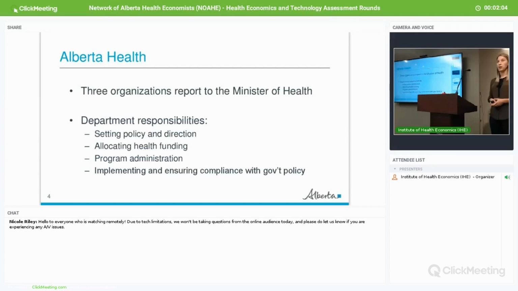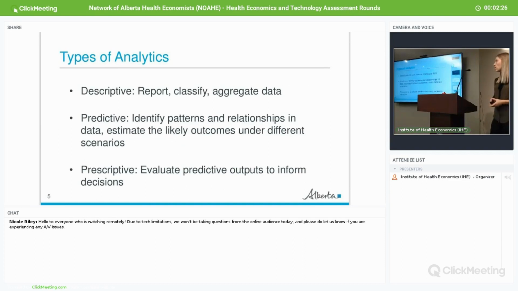The ministry is also responsible for administering programs that it decides to provide and implementing and ensuring compliance with broader government policy. So for those two, we're going to more provide performance indicators, uptake indicators, just some kind of common statistics that will help support maybe adjustments or changes to regulations.